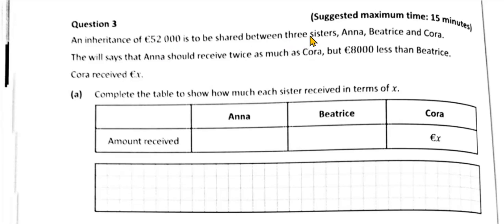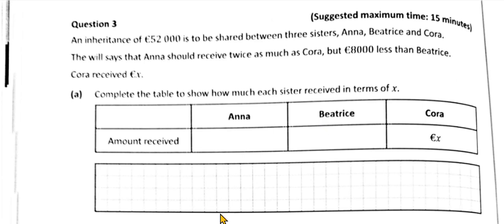52,000 is to be shared between three sisters, Anna, Beatrice and Cara. So basically A, B and C. The will says Anna should receive twice as much as Cara, but 8,000 less than Beatrice. So that's what it's saying. 8,000 less than Beatrice, right?